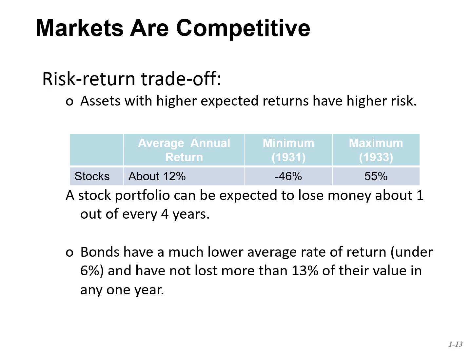In contrast, bonds generally exhibit much less volatility compared to stocks. They offer a lower average rate of return, typically under 6%, and historically they have not lost more than 13% of their value in any 1 year. This reduced volatility reflects the lower risk associated with bonds, which is also mirrored in their lower expected returns. This data exemplifies the risk-return trade-off.